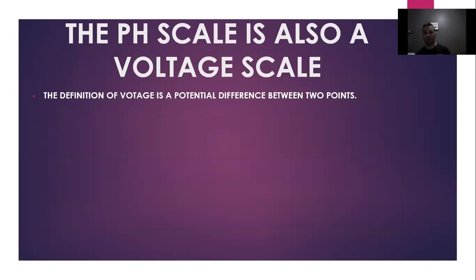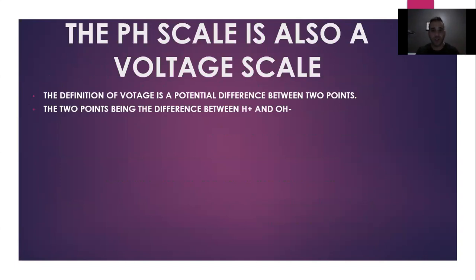It's a difference between 2 points of energy. Okay, so if I have point A and point B, and point B is 10 points and point A is 5 points, if I take the difference, I have a voltage of 5 between the 2 points. Okay, that's kind of what I'm talking about there. So the 2 points being the difference between the H plus and the OH negative. So that's where we're getting the voltage in the substance.